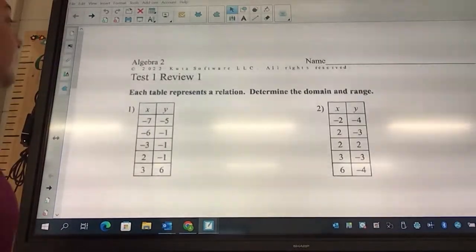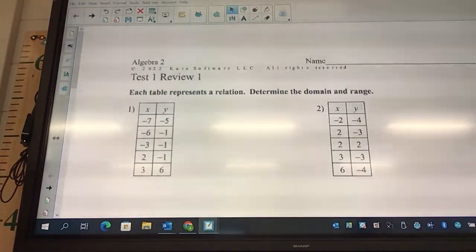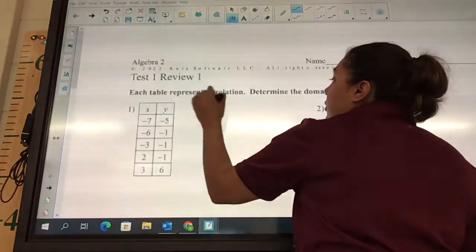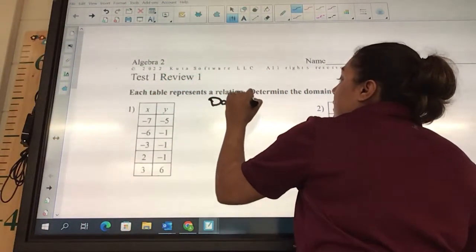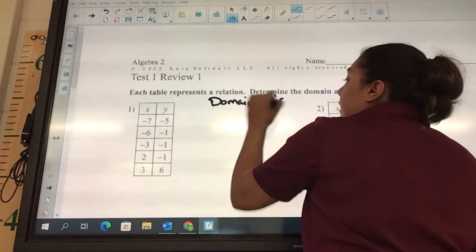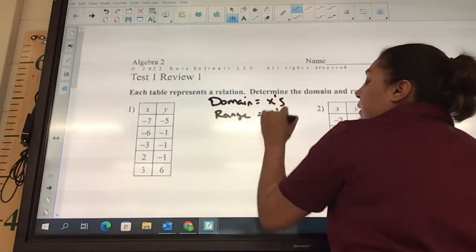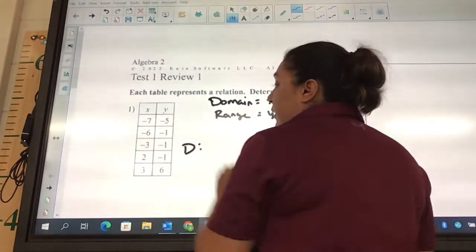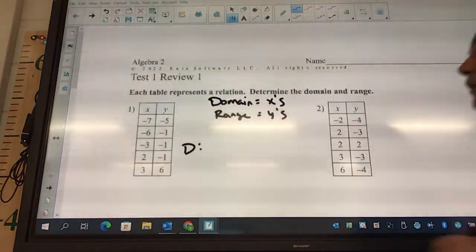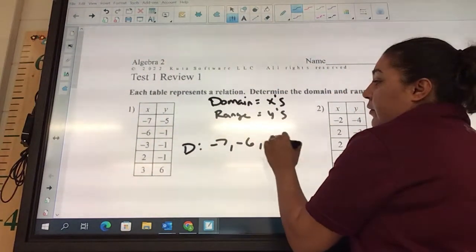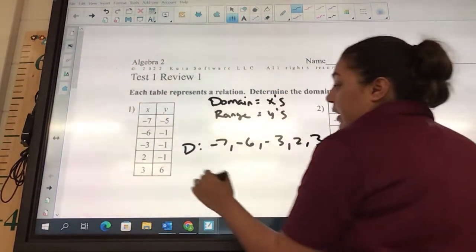Part, it talks about each table represents a relation. Determine the domain and range. What does domain cover? X. Good job. So the domain is the x's and the range is the y's. Okay, so if we look at number 1, what is the domain? The domain is -7, -6, -3, 2, and 3. Okay, the range.